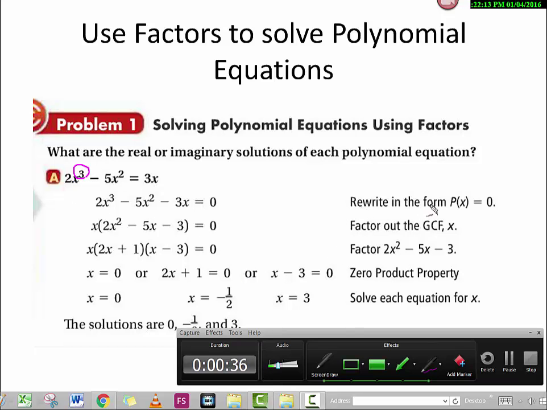So the first step is to rewrite the whole thing as P of x, where P stands for the polynomial function, equal to 0. The reason we say equal to 0 is because we try to make use of the zero product property later. So all you need to do is minus 3x right here, and then minus 3x. That's why you got this. After we set the polynomial function equal to 0, the next step is to factor out the greatest common factor. GCF stands for greatest common factor. So in this case, the greatest common factor for all these three terms is x.